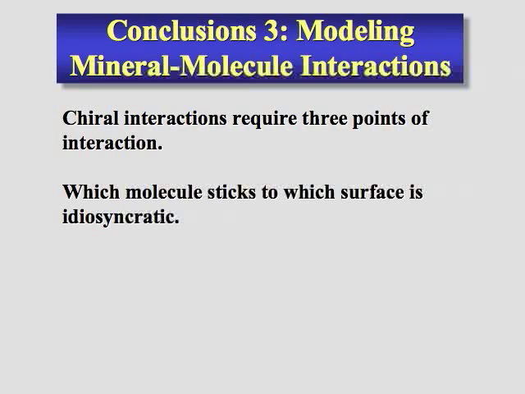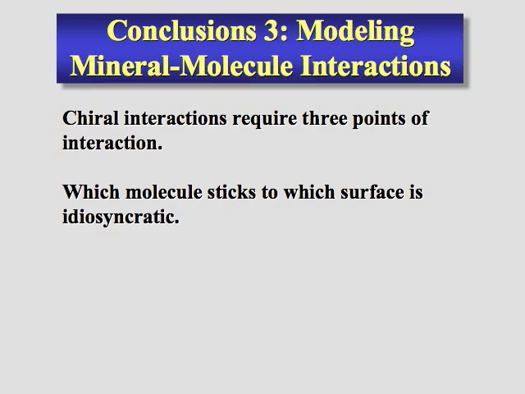So the conclusion is that we can model the chiral interaction. It requires 3 strong points of interaction that are non-collinear. We can see which molecule sticks to which surface, but it's idiosyncratic. It has to do just with the fortuitous distribution of charge centers on the surface.